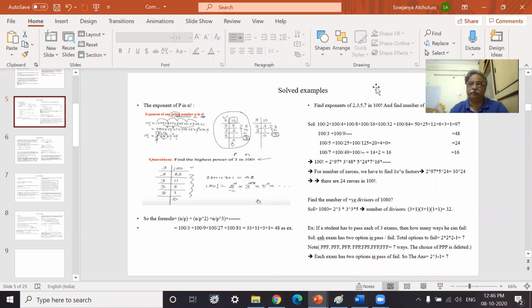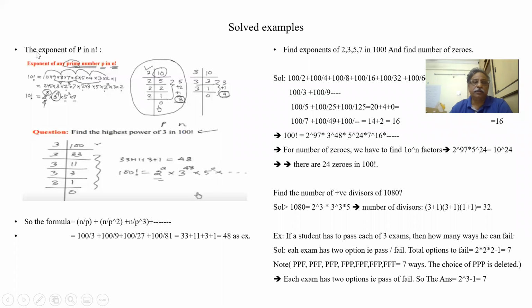Let us continue further problems on combinations. One type of example in combinations is the exponent of p in n factorial. For example, in 100 factorial, what is the power of 3? So, the exponent of p in n factorial. Let us start small. Let us say 10 factorial.